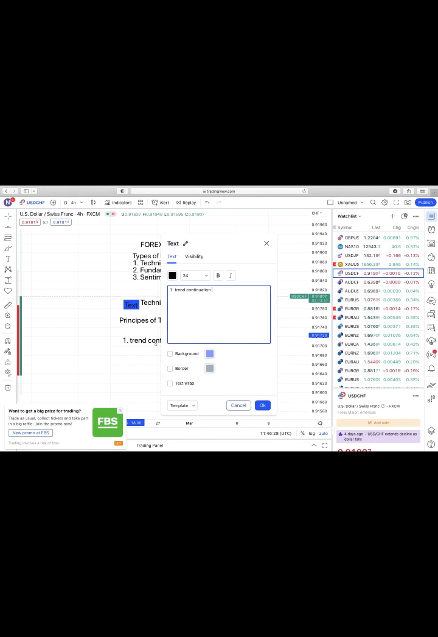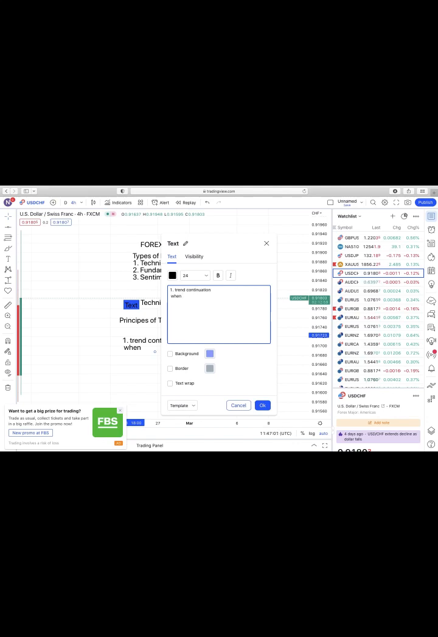Now, what is the principle of continuation talking about? The principle of continuation states that a trend is more likely to continue than to reverse. It says that when the price is on a given trend, the likelihood that the trend will continue is more than a reversal. What does this mean?